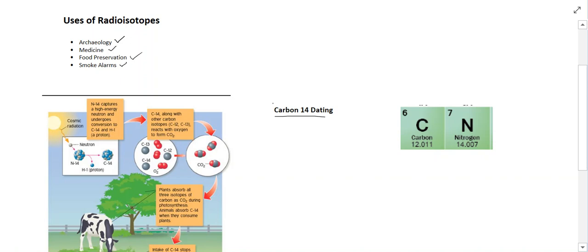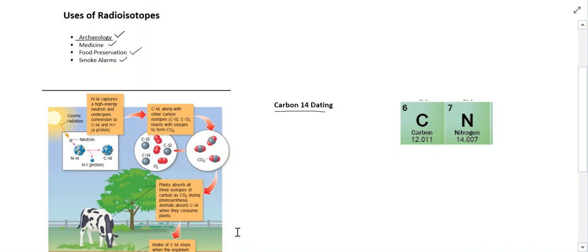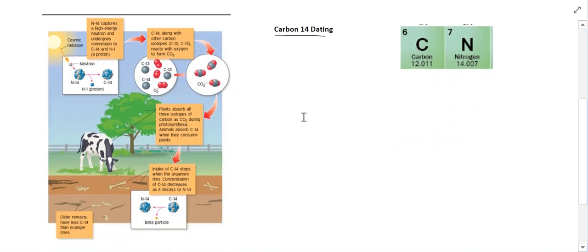But what I want to focus on in this lesson is the use of radioisotopes in what's known as carbon-14 dating. And this is used in archaeology to date items in a particularly reliable way as well. And that's what I want to talk about in this lesson.